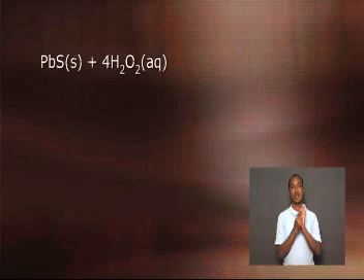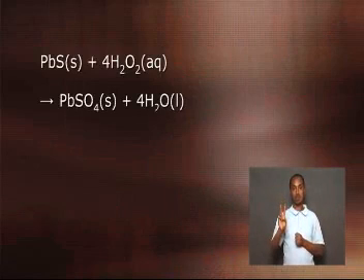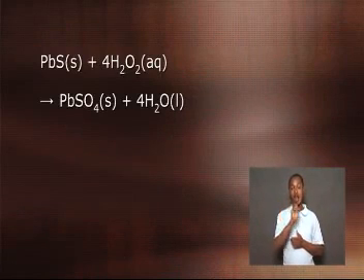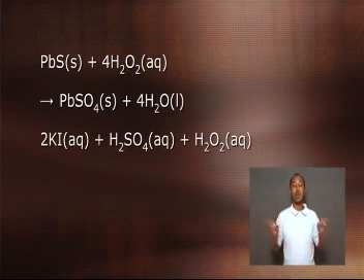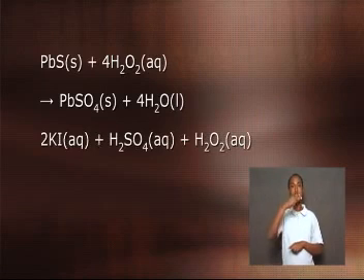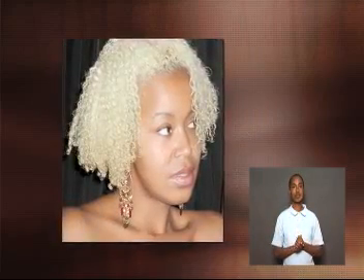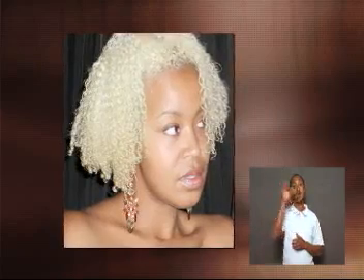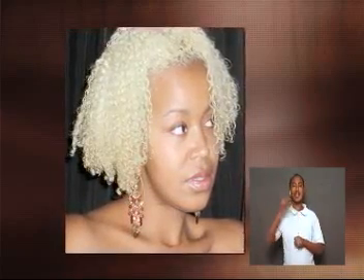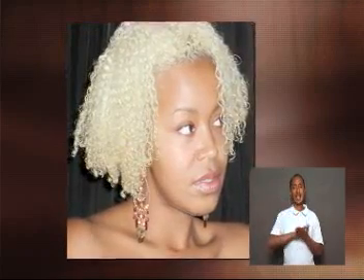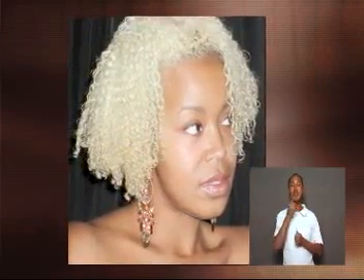For example, when lead sulfide reacts with hydrogen peroxide, lead sulfate and water are formed. When potassium iodide and sulfuric acid react with hydrogen peroxide, iodine, potassium sulfate, and water are produced. The oxidizing powers of hydrogen peroxide in specific make it effective as an antiseptic for cleaning wounds and for mouthwash. It is also used as a bleaching agent.